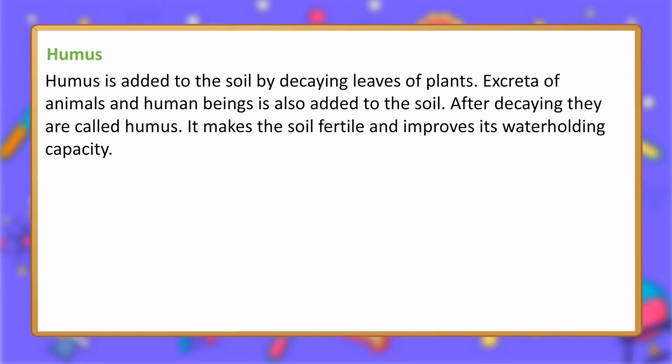Humus. Humus is added to the soil by decaying leaves of plants. Excreta of animals and human beings is also added to the soil. After decaying, they are called humus. It makes the soil fertile and improves its water holding capacity.